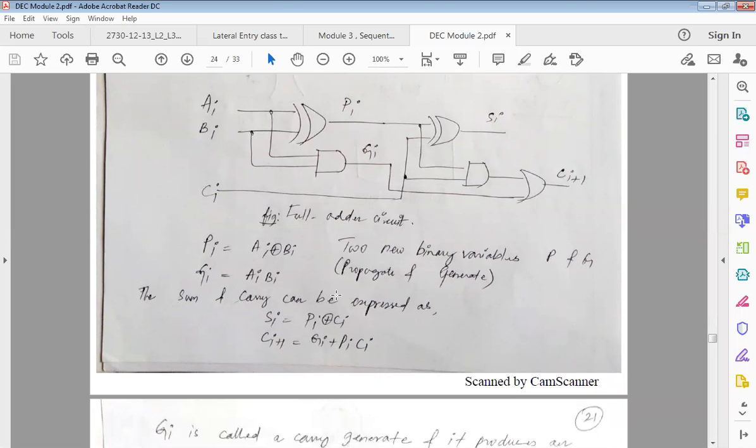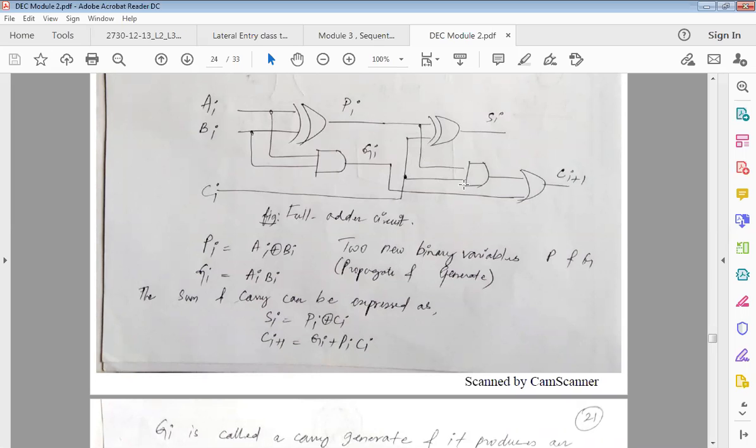Now we can also write the values of Si and Ci plus 1 in terms of Pi and Gi, right? Pi is already here, and I am giving the value Ci. So Si is equal to Pi XORed with Ci. Next, if I have to write this in terms of Pi and Ci, then Ci is coming in here and Pi is here.